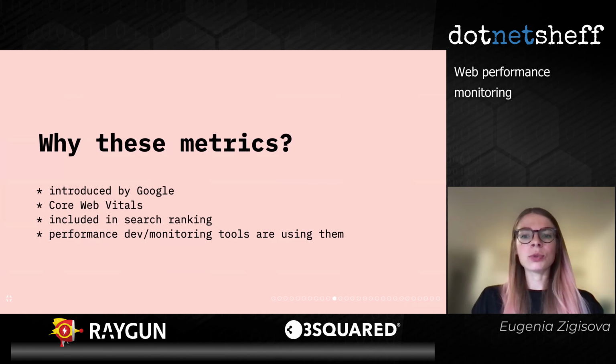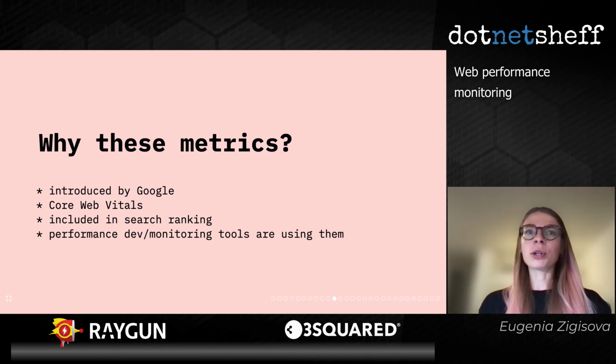They were introduced by Google, and they call them Core Web Vitals. And these Core Web Vitals are included in search ranking. Also, I have noticed that the majority of performance development or monitoring tools are already relying on these metrics: Lighthouse, WebPageTest, and such monitoring services like New Relic or Datadog.